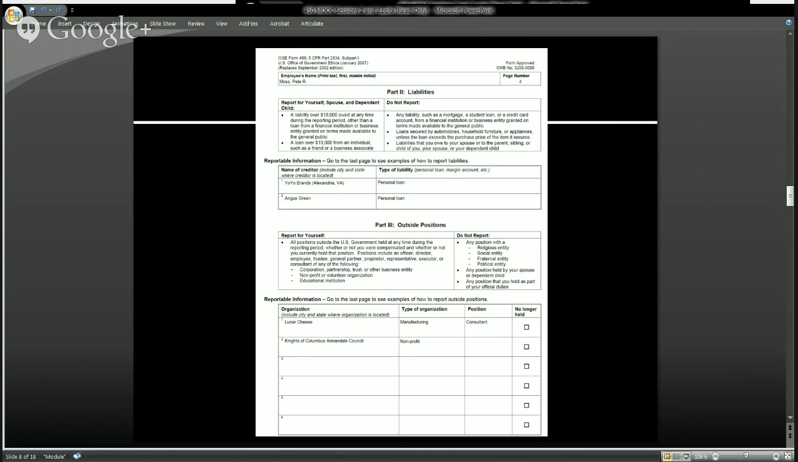Some other big issues that jump out about this: we want to make sure that Pete's not communicating with the government on behalf of Lunar Cheese. That could constitute a problem under 18 U.S.C. Section 205, our representational bar.